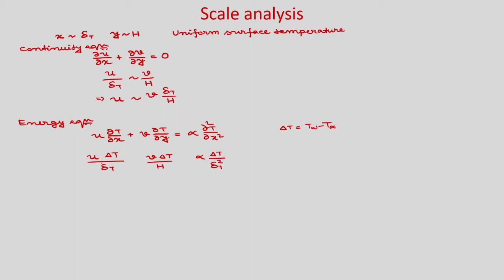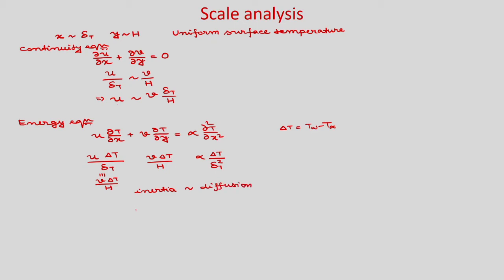Now, if you put u is order of v delta t by H, it will be equivalent to v delta T by H. So, you can see these inertia terms are comparable because these are the same, v delta T by H, and this is your diffusion term. So, now inertia should be comparable with the diffusion term.